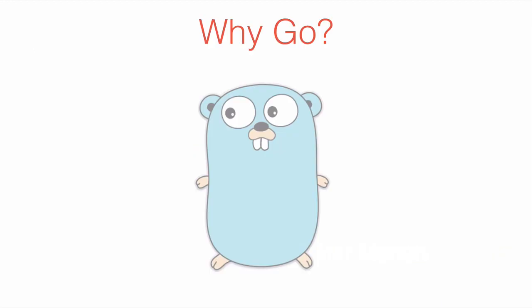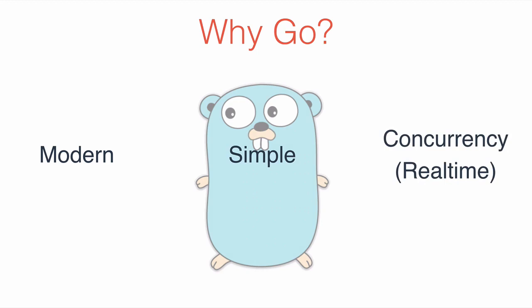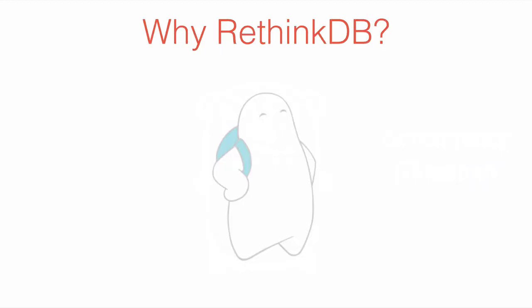Why Golang? Well, it's a modern language that's simple and well suited for real-time applications because of its first-class language support for concurrency. Why RethinkDB? It's one of the few databases I know of that's focusing much of their efforts on real-time features, simplifying the complex engineering challenges typically involved with creating real-time applications. I think it's a good tool for the next wave of real-time applications.